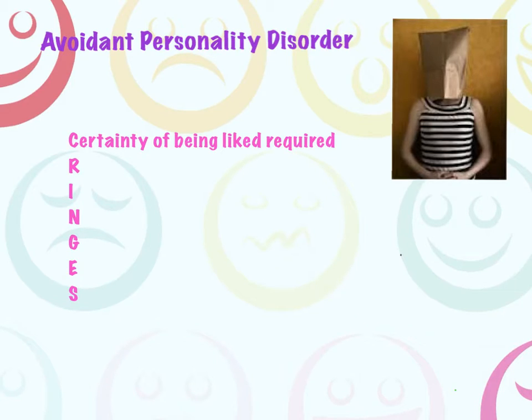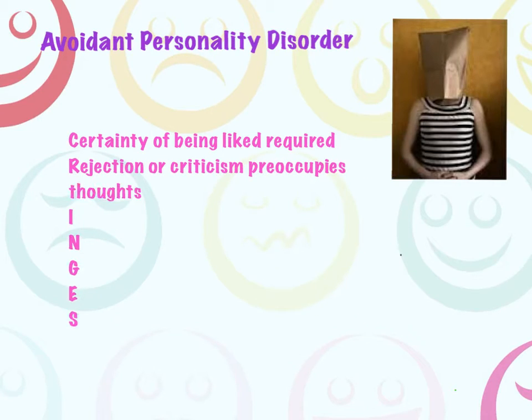They will not interact with people if they are not sure that they are going to be liked. They have a severe anxiety or fear that they will be rejected. And so the R stands for rejection or criticism preoccupies their thoughts. They just have a pervasive worldview, a belief about themselves, that they're going to be rejected by other people or call negative attention to themselves.